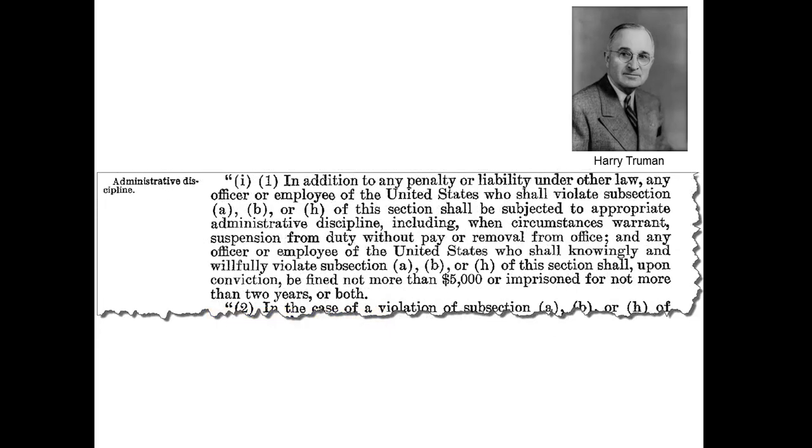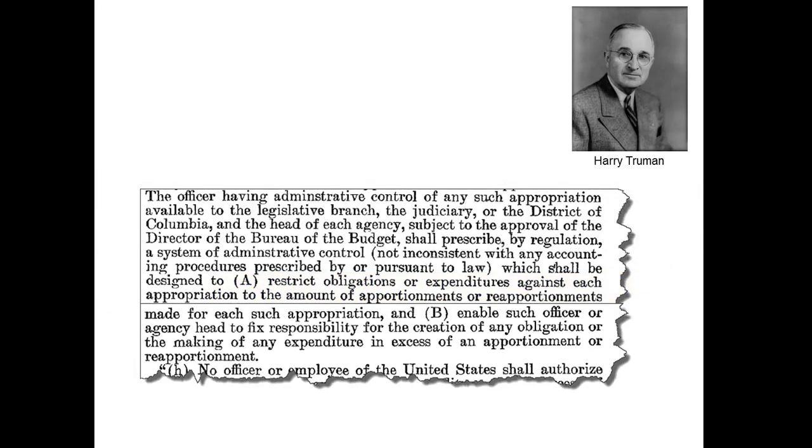To add more teeth to the punishment, Congress increased the criminal penalties to a maximum $5,000 fine or a maximum of 2 years in prison, or both. And finally, Congress passed legislation in 1950 that required agencies to have systems of administrative control that would restrict obligations to amounts apportioned and enable agency heads to fix responsibility for exceeding an apportionment. Except for 3 minor amendments that occurred in 1956, 1957, and 1990 that I'll get to shortly, the Anti-Deficiency Act, as we know it today, was pretty much in place by 1950.